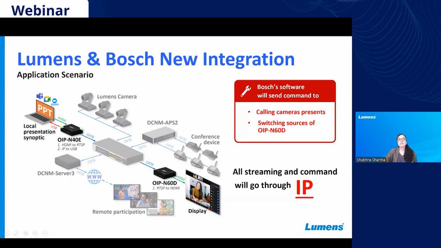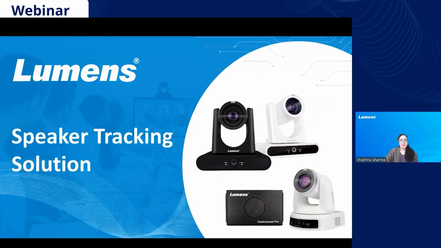We have plans of coming up with other conference systems. The first we have developed is with Bosch, and in parallel Lumens is working with Televic. We will keep updating you on it. But as of now, it is Bosch certified. So wherever you are using this Bosch conference system and you want to go ahead with the look at me feature in a simplified version, you can simply go with our N60D OIP solution. So that was all about the OIP series.